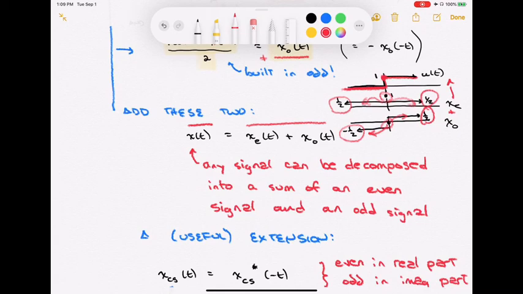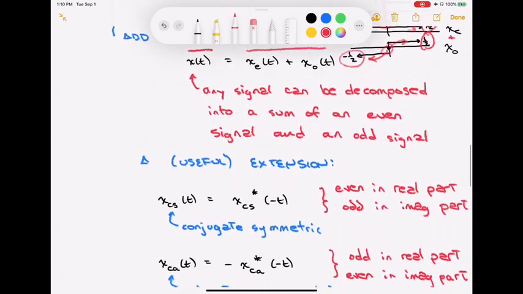These kind of decompositions crop up every once in a while, and they also find their way in when we start taking a look at certain types of operations or certain types of transforms. These kind of symmetries naturally come out, and it's useful to exploit or take advantage of these symmetries. I'll give an example of that in a minute. Even and odd is one way to do it.